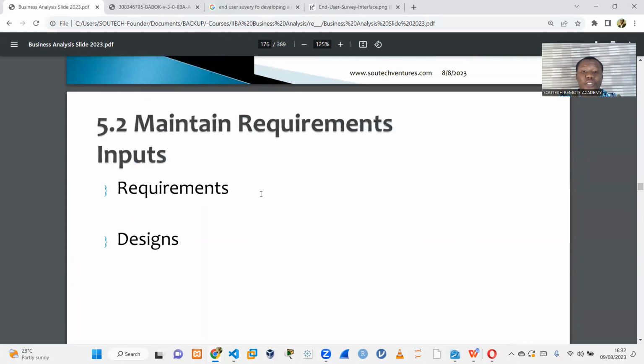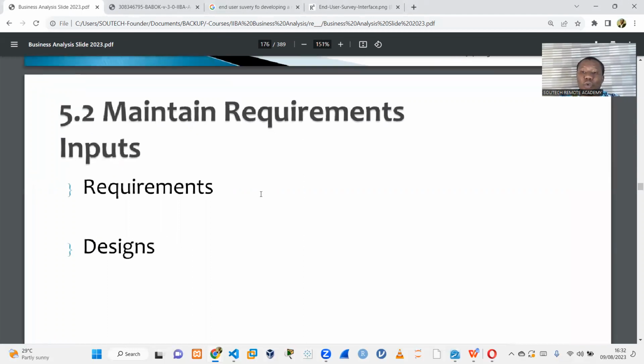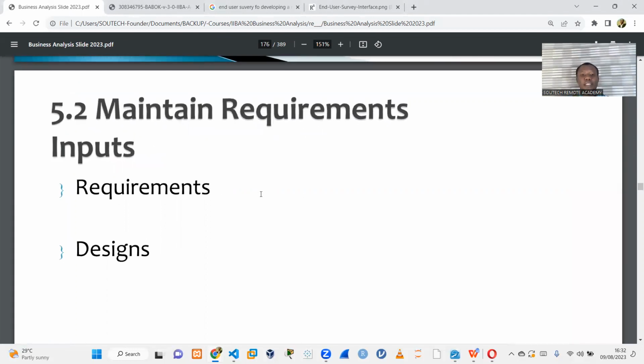So what inputs do you need? You need requirements, you need design. If you need to maintain requirements, if you don't want issues arising from your solution, what do you need? You need scope. Scope in project management, we call it scope. Scope in business analysis, we call it what? Requirements.